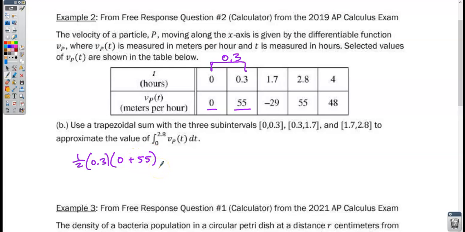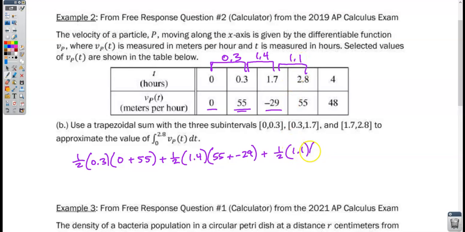Notice I can't do what I did when we were doing these algebraically and factor out the widths, because all of the widths are going to be different. So I have to actually calculate the value of the area of each trapezoid individually. So there's 1/2 base times the sum of those heights. And then 1/2 times, and that distance is 1.1, and then the sum of those.